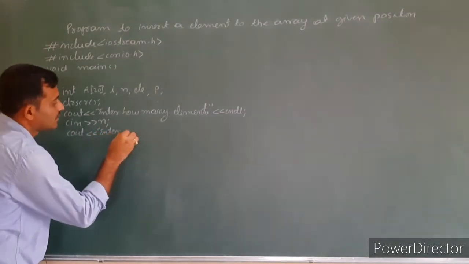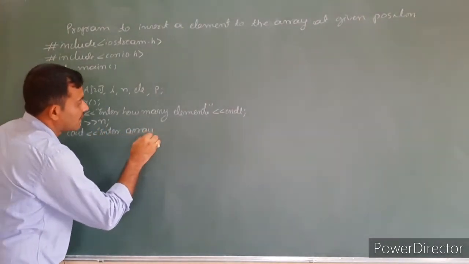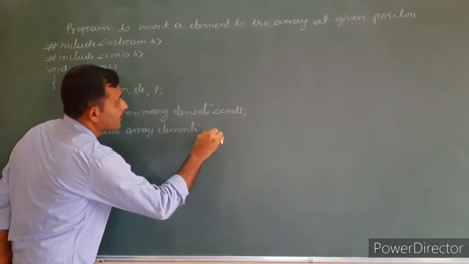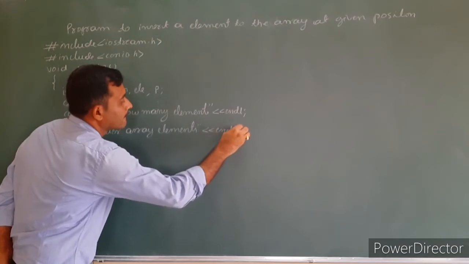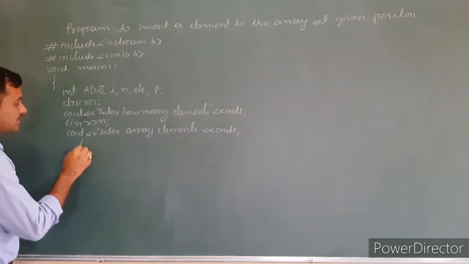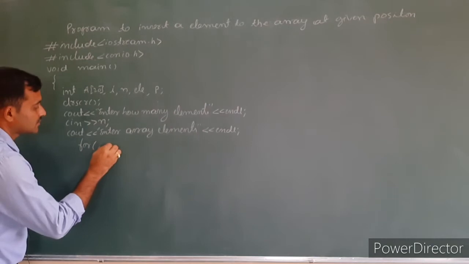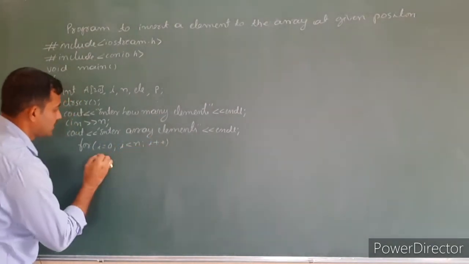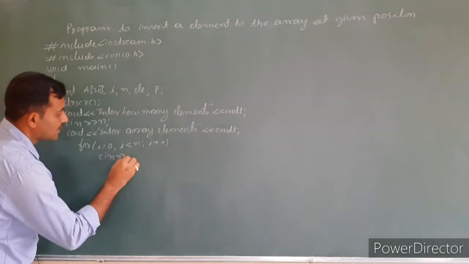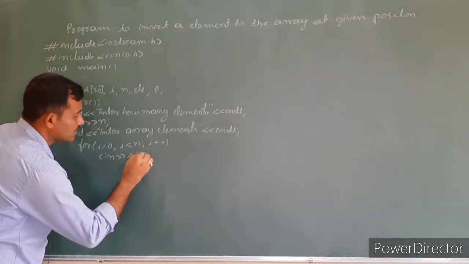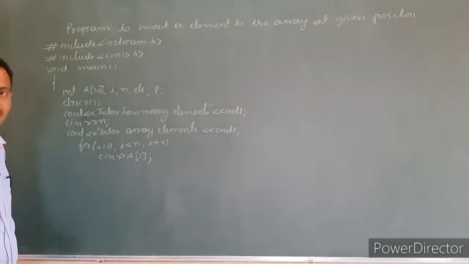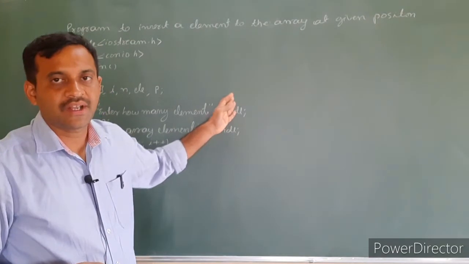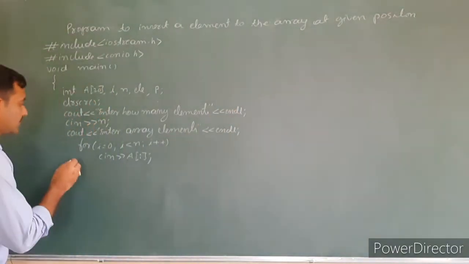Enter array elements. For i equals 0, i less than n, i plus plus, cin extraction a of i value. Read the array elements. After reading the array elements, also read the inserting element and position for insertion.